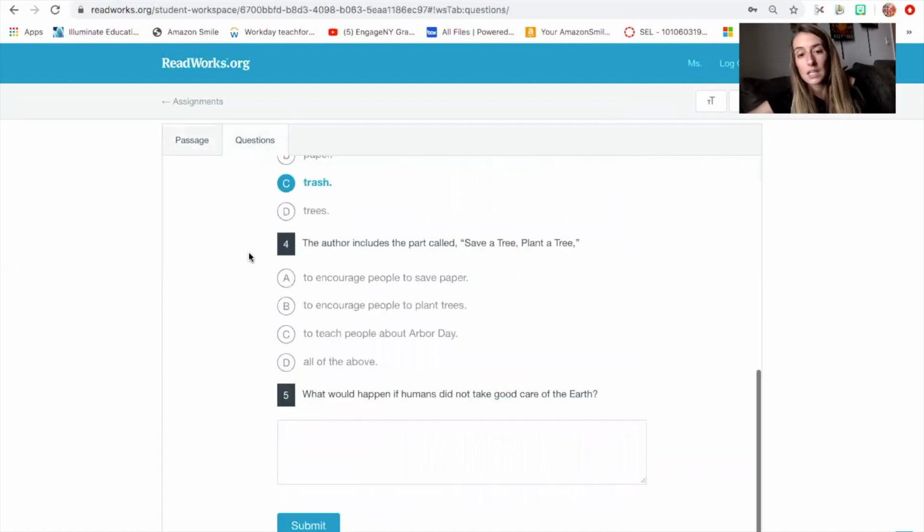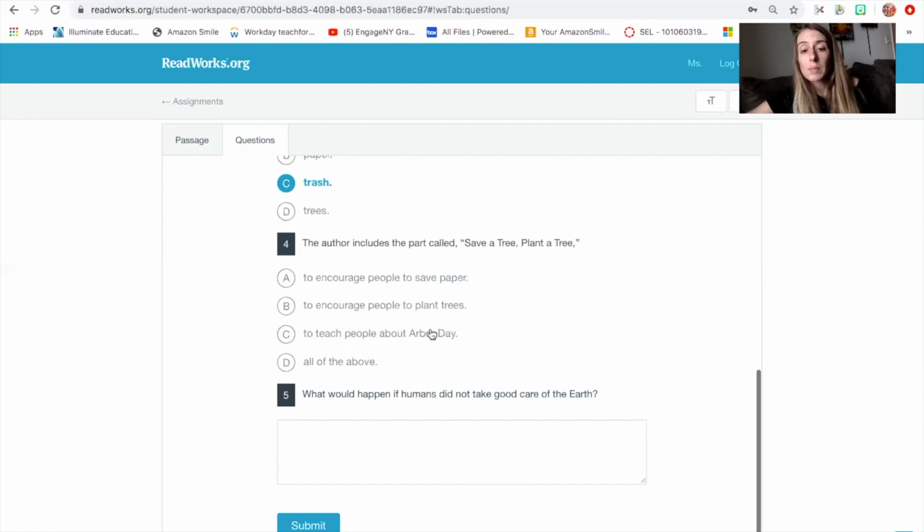So let me go back to my answers. So some of the things I'm learning, maybe the reason that the author included this part is he wanted to teach us about how we can save trees by being careful we don't use too much paper, or maybe he wanted to teach us about Arbor Day. So I'm gonna read the answers and see which one is the best. A says to encourage people to save paper. That could definitely be the answer, but let me read, because remember, I'm trying to find the best answer. B says to encourage people to plant trees. That was in the section too.